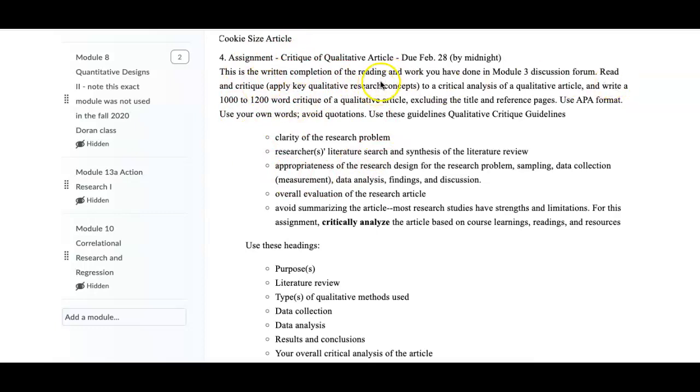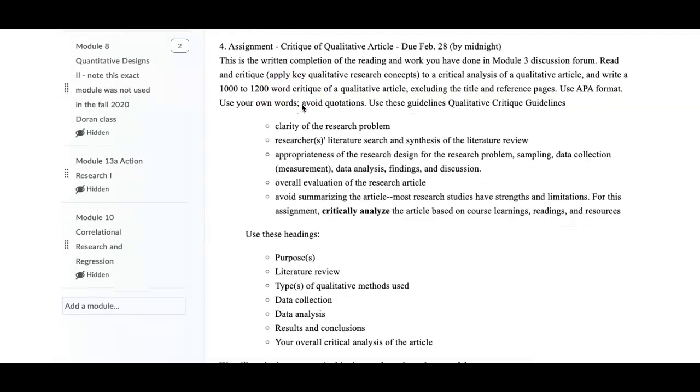So here's the information. Critical analysis of the qualitative article. Write a 1,000 to 1,200 word critique. So this isn't a really long, in-depth assignment, but I'd like you to stick to this range. If you write 1,500 or 2,000 words, I won't mark you off for that, but I'm really looking for you to be concise with your writing and keep it in this range. You can always see where you're at, do a word count.